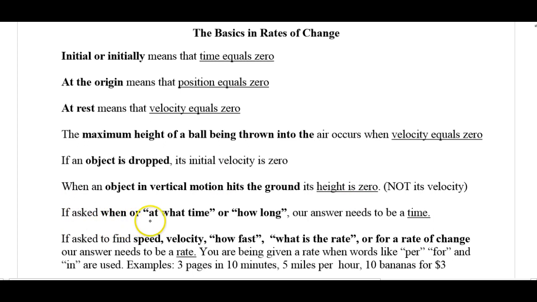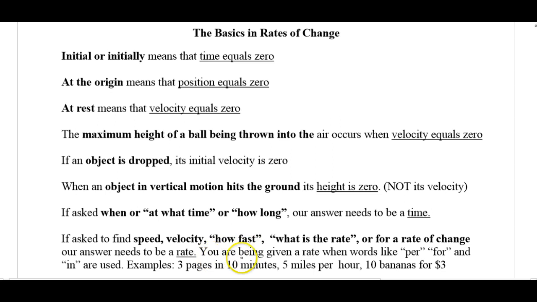If asked when, or at what time, or how long, our answer needs to be a time. Now this may seem obvious, but over and over again, once we start developing more and more topics, a lot of students get confused on what the problem is asking. So we need to be able to find these key phrases or identifiers. When asked for when, we know the answer needs to be a time, and that's why we always include units in our answer. Now, if asked to find a speed, a velocity, how fast, what is the rate, or for a rate of change, then our answer needs to be a rate.